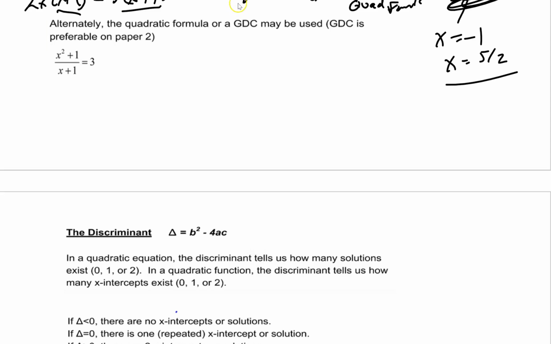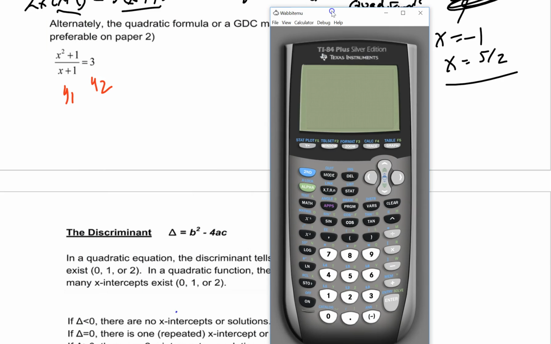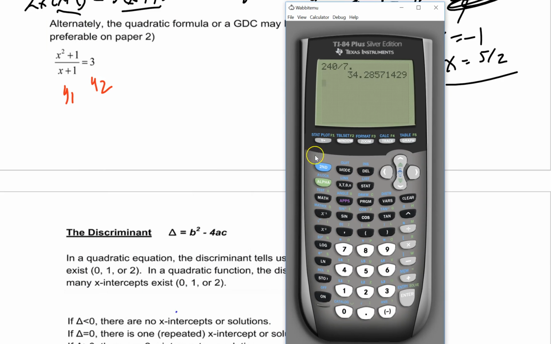I keep on doing that. All you have to do is graph it, Y1, Y2. We're going to talk about this more later. But you can use your calculator to graph it and then figure out where they intersect. So you go on y equals, again, alpha y equals x squared plus 1 over x plus 1 equals 3. Just figure out that cross.